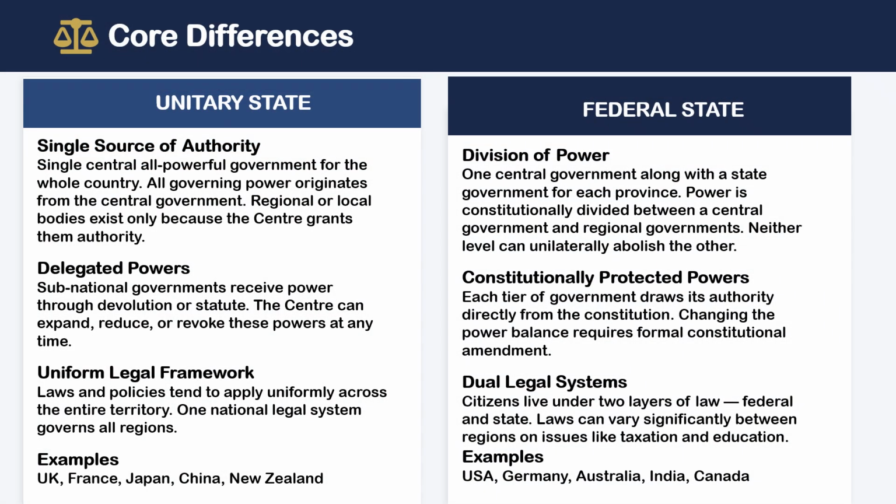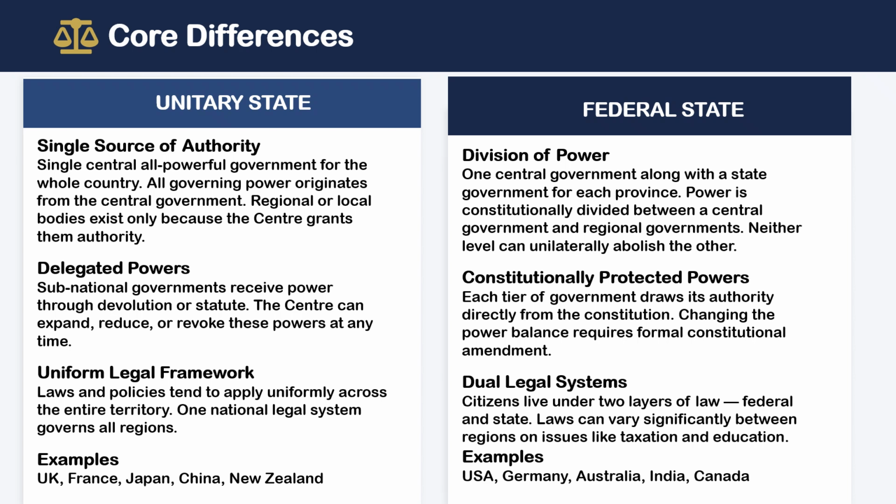At first, we need to understand the core differences between a unitary state and a federal state. In a unitary state, there's a single source of authority. There's a single central all-powerful government for the whole country. All governing powers originate from the central government. The regional or local bodies that exist in that particular state are there only because the central government has granted them authority. On the other hand, in a federal state, there is division of power.